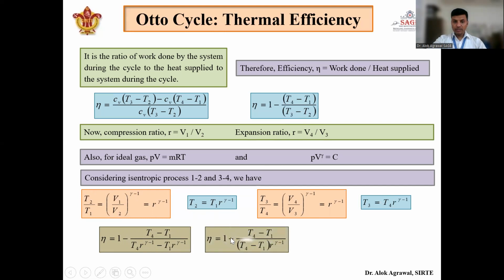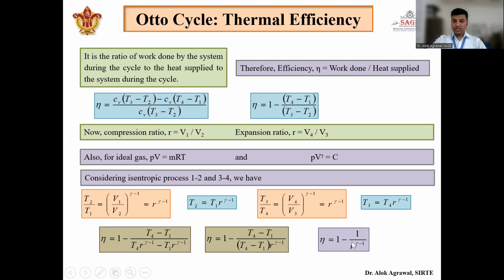So what we get? 1 minus T4 by T1 upon T4 by T1 r to the power gamma minus 1, and this T4 minus T1 and T4 minus T1 will be cancelled out. So finally we get this efficiency as 1 minus 1 upon r to the power gamma minus 1. Okay. So here it can be seen that the efficiency depends on the compression ratio of the engine. This r is the compression ratio and it depends on the compression ratio only. Apart from that, it is not depending on any other parameter.